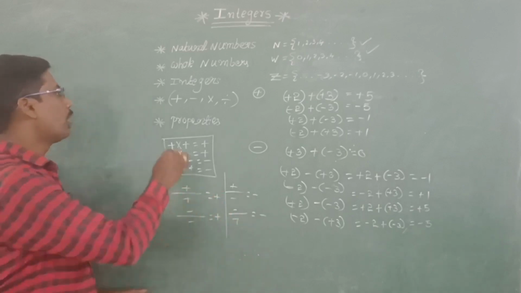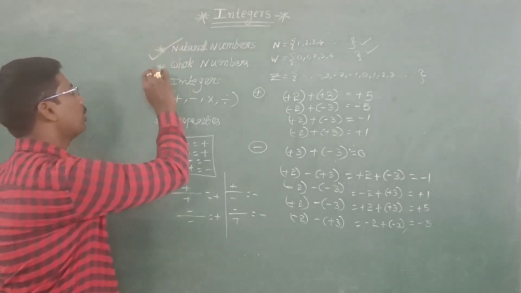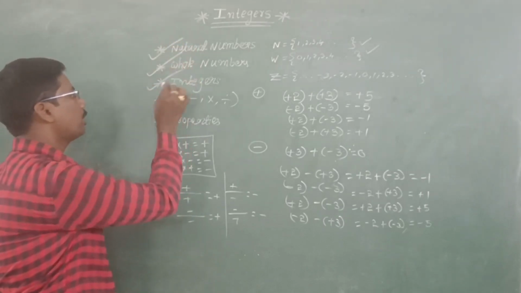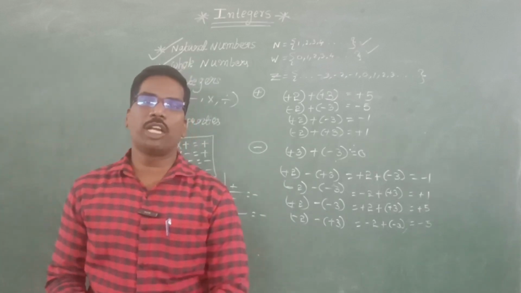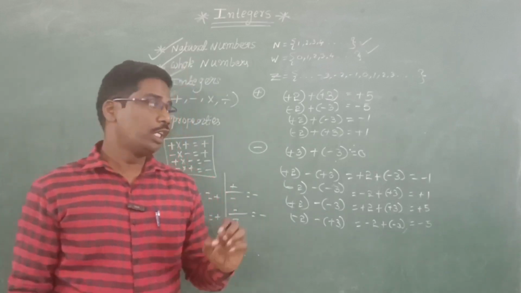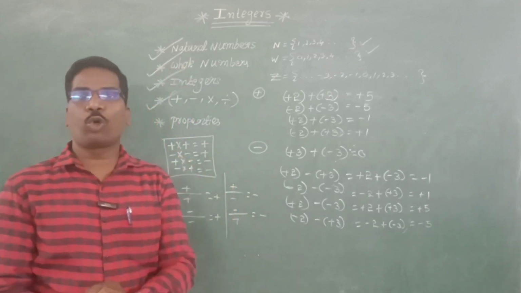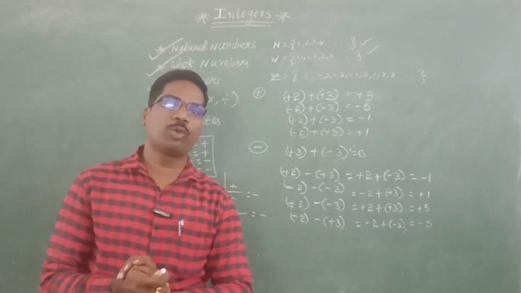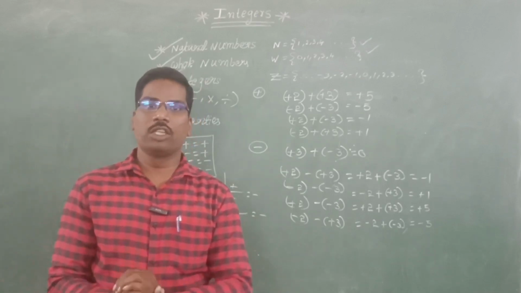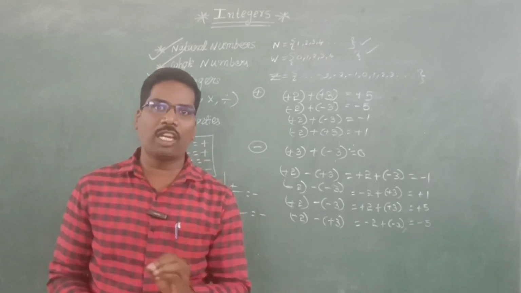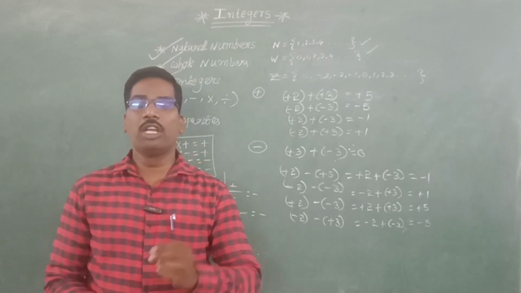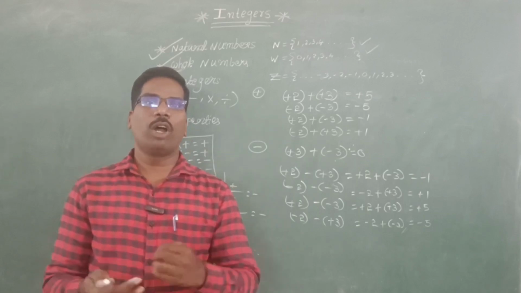So like this, fundamental operations are there. Natural numbers completed, whole numbers completed, integers completed. In the integers, we have completed addition, subtraction, multiplication, division. Now, there are important properties. Most very important properties. What are those? Let us see. Two properties are there. If you learn these two properties, definitely in the NMMS or any other competitive exam, these two properties will be coming. What are those properties?